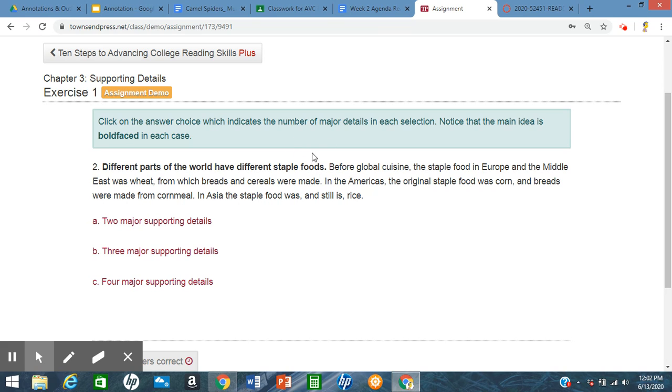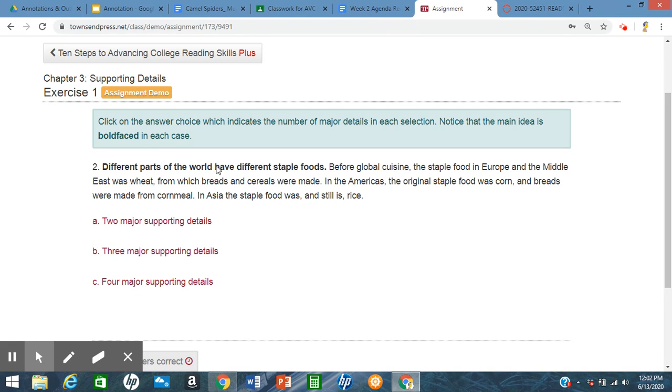So again, now, in this one, we are looking at the different parts of the world. So how many major supporting details? Now, usually major supporting details are indicated by signal words. But for this case, we don't have any real signal words in this one. But again, a major supporting detail would be anything that is a new topic supporting this different parts of the world. So this is going to be our clue, different parts of the world.